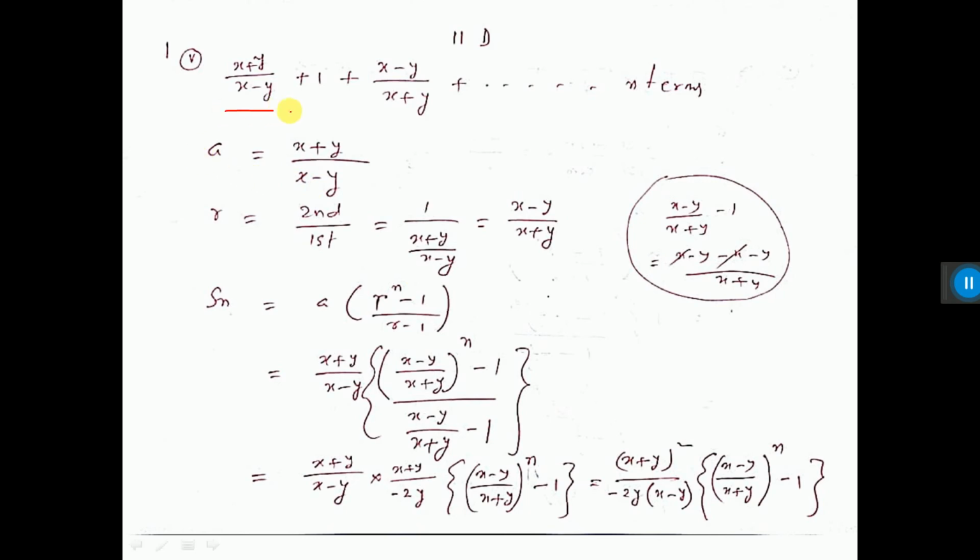In this sum you see, the first term is this, and r equals second term by first term, so this will go above, this is r. Now Sn equals a into r to the power n minus 1 by r minus 1. Now see one thing: in your book they have applied the formula 1 minus r to the power n by 1 minus r, because they consider x and y both positive. So x will be bigger, y will be lesser. They considered it in this way.